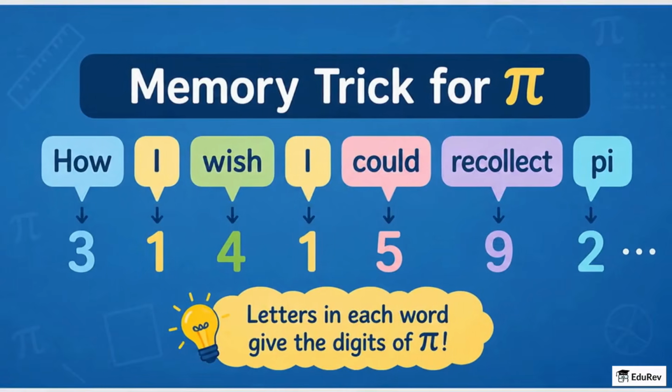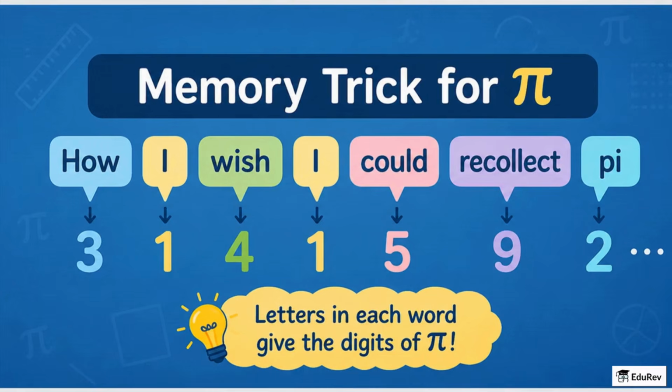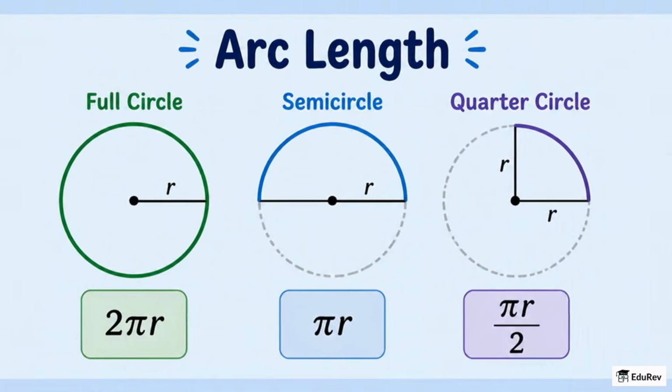A memory trick for digits is the sentence, "How I wish I could recollect pi," where the number of letters in words gives 314159 and so on. Next, arc length.